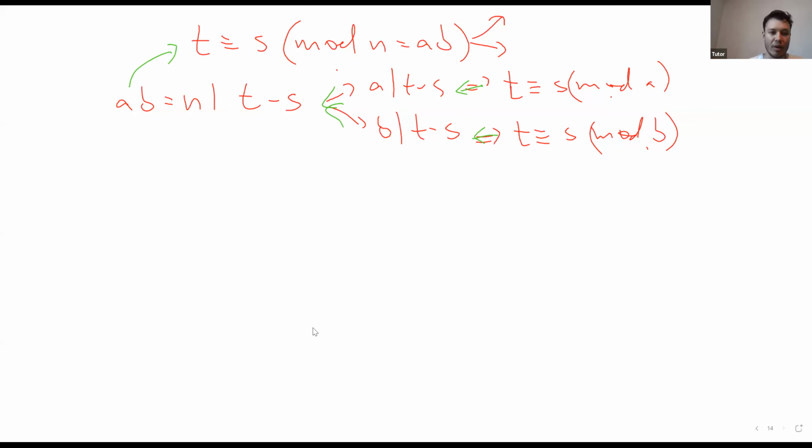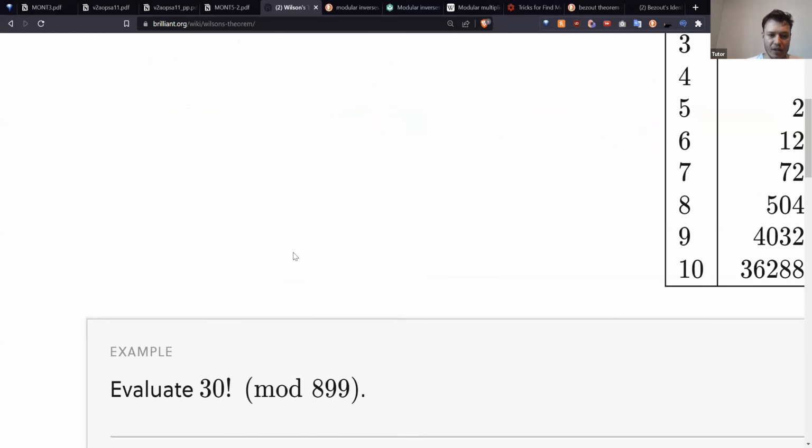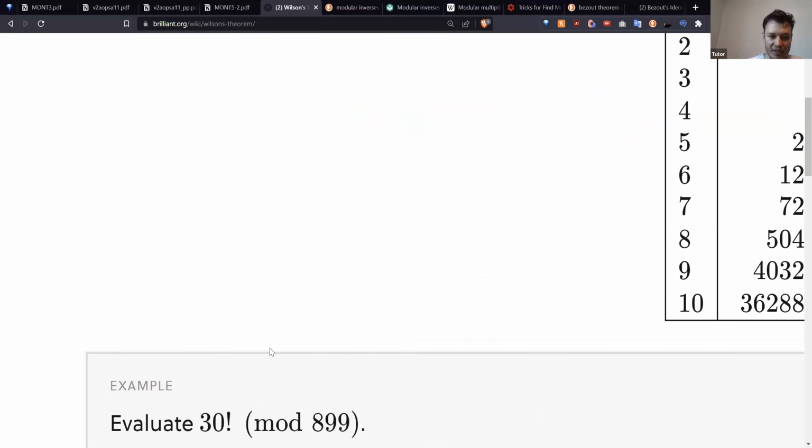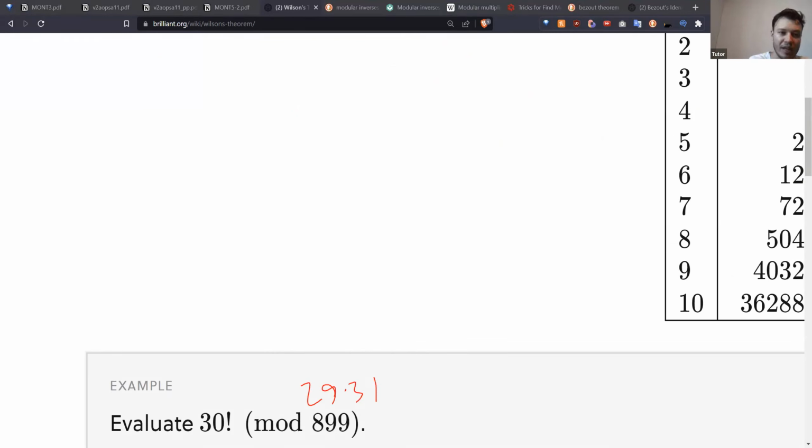So how is this helpful? Look at our example here. You're interested in what 30 factorial is congruent to mod 899. One thing you can do is start with small numbers. This is going to be 29 times 31, and you can see that they're both prime. So I can actually ask an easier question: what is 30 factorial congruent to mod 31?